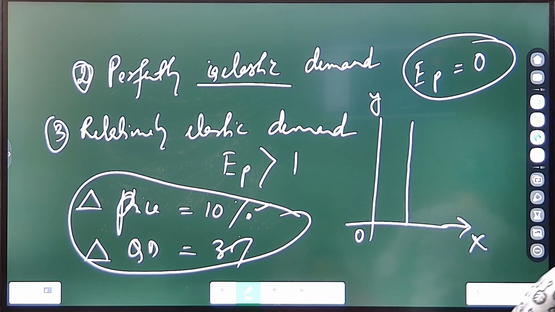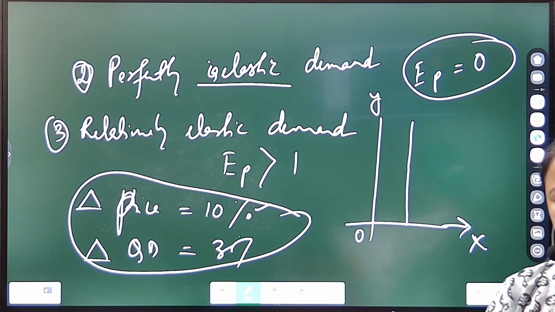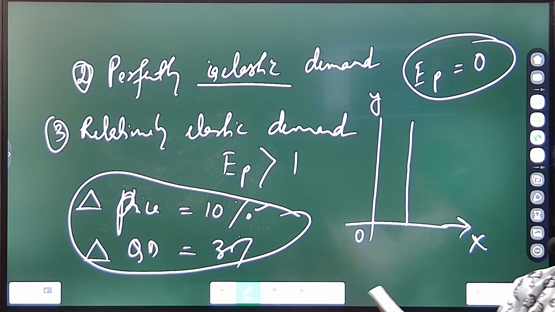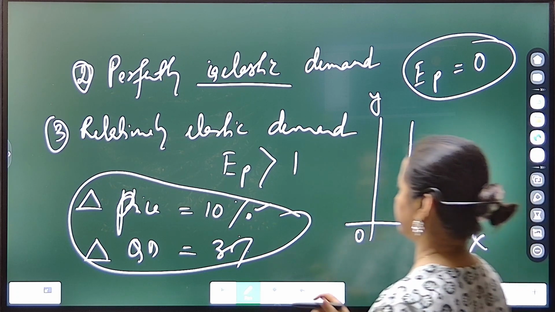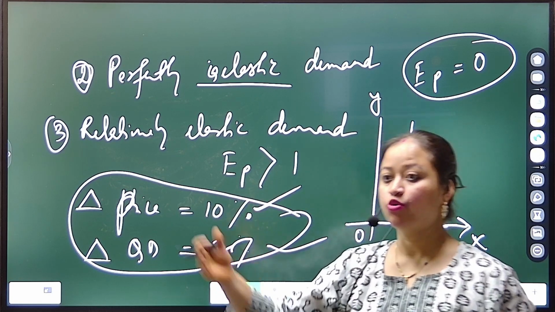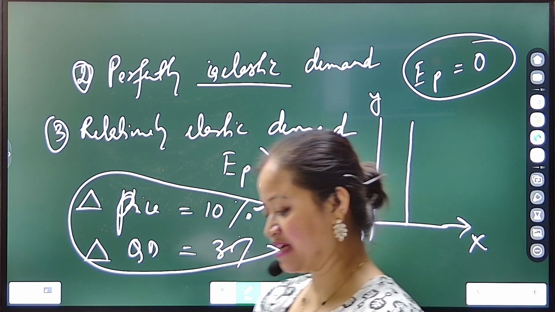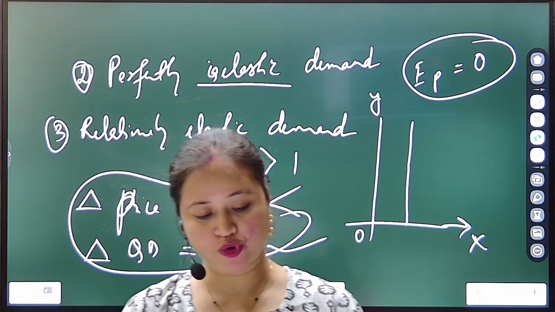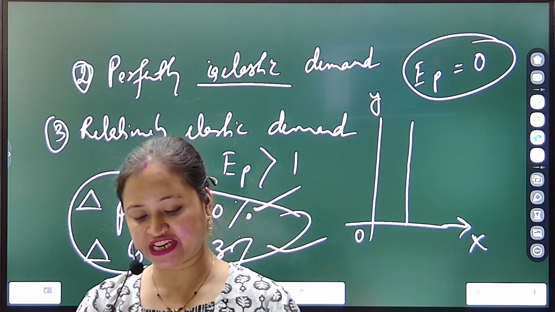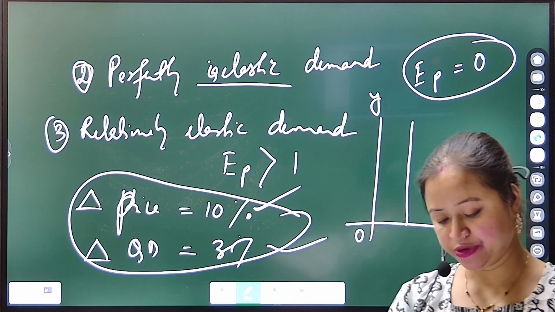So here you can see, it is said to be relatively elastic demand. It means a little change in the price leads to more change in demand. Suppose the change in price is 10%, but it has led to more change in demand. So here EP is greater than 1. You can see how the slope of the demand curve is: in case of EP greater than one, it slopes downward from left to right.